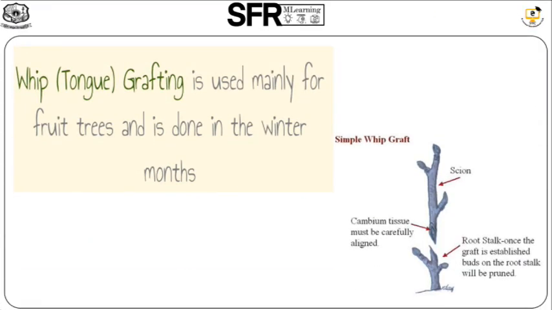And the next type is whip grafting, that is tongue grafting. It is mainly for fruit trees and done in the winter months, because fruit trees are grown in the winter season. This whip grafting combines the scion and stalk regions. The cambium tissue must be carefully aligned. Once the graft is established, buds in the rootstock will be removed.